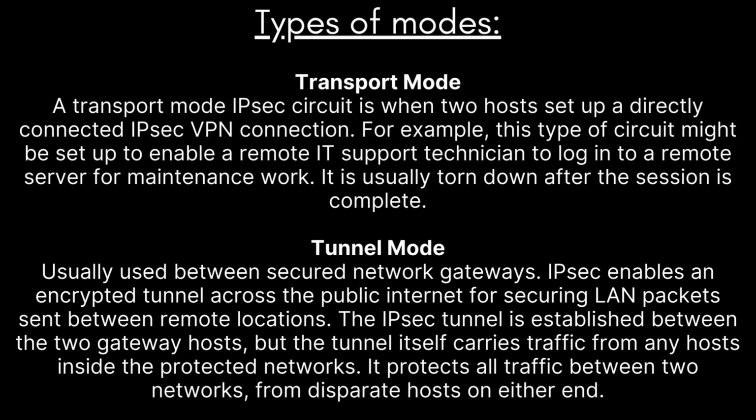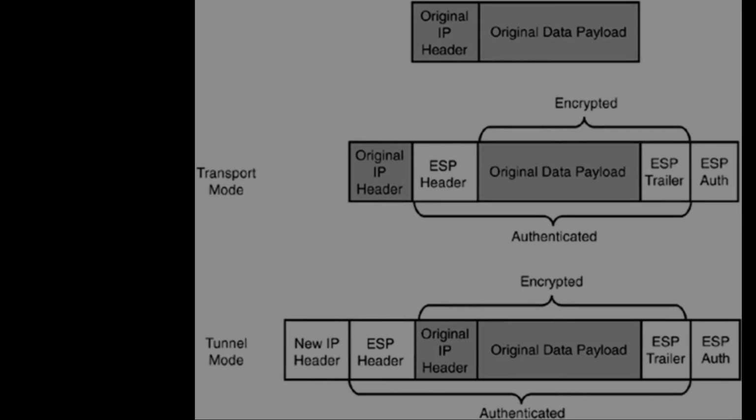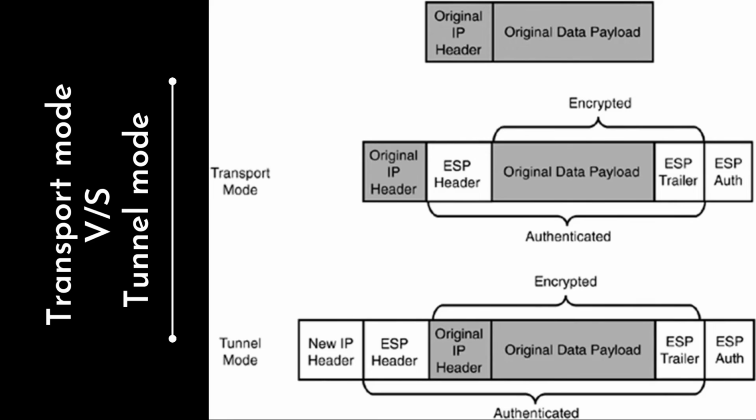Tunnel mode. It is usually used between secured network gateways. IP security enables an encrypted tunnel across the public internet for securing LAN packets sent between two remote locations. The IP security tunnel is established between the two gateway hosts, but the tunnel itself carries the traffic from any host inside the protected networks. Let's see through an example.